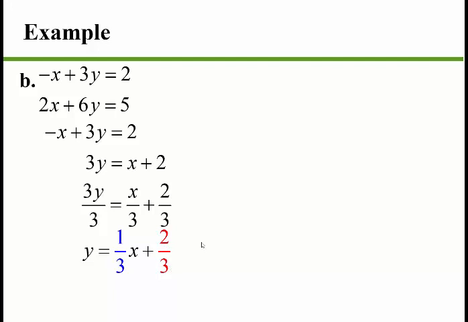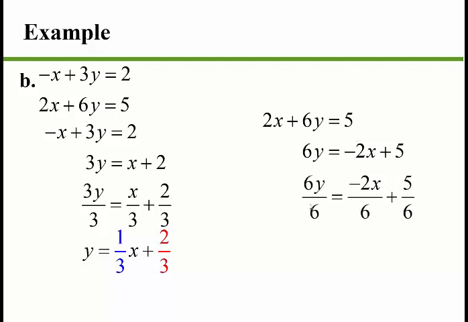If I do the same thing on the other side, subtract the 2x over. Divide everything by 6. Cancel the 6s here, simplify this. And y equals, oh, this is weird. This is 1/3 and this is -1/3. Here the intercept is 5/6, so they have different intercepts. The slope's not the same, right? This is 1/3, this is -1/3, so they can't be parallel.